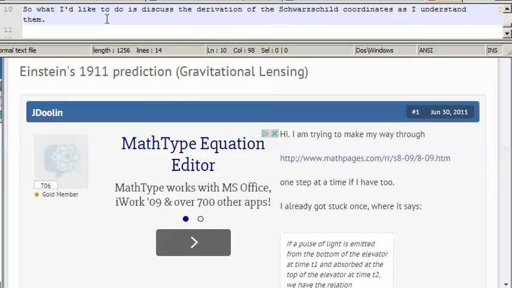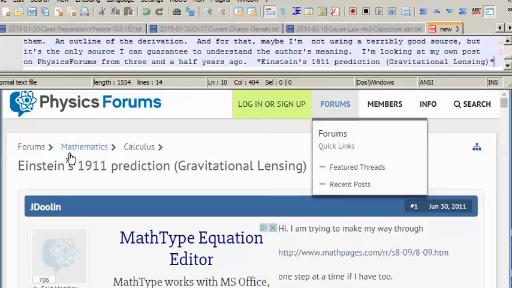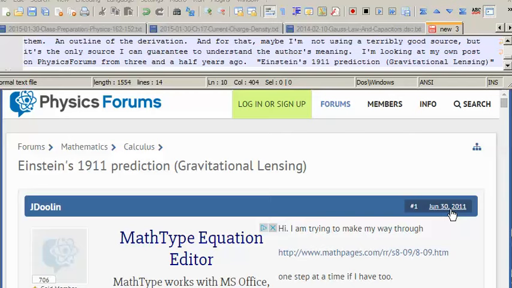So what I'd like to do is discuss the derivation of the Schwarzschild coordinates as I understand them, like an outline, basically, of the derivation. And for that, maybe I'm not using a terribly good source, but it's the only source that I can guarantee to understand the author's meaning. I'm looking at my own post from 3.5 years ago on physics forums called Einstein's 1911 Prediction, Gravitational Lensing.